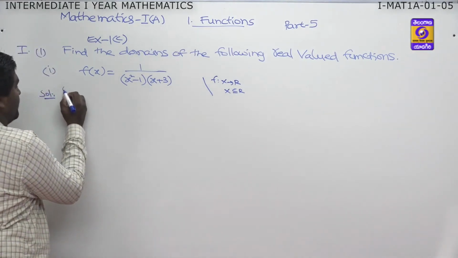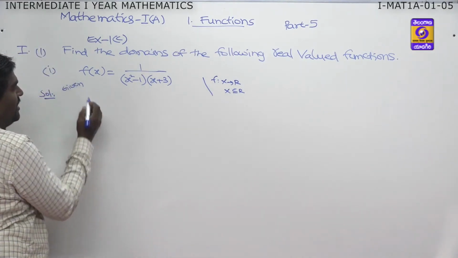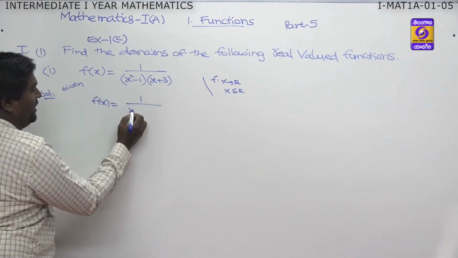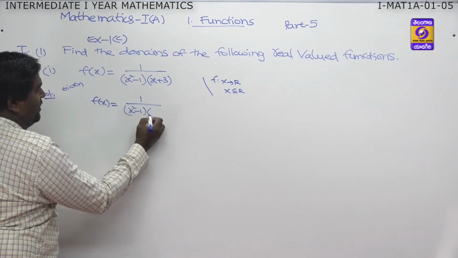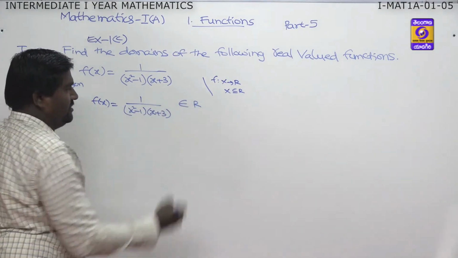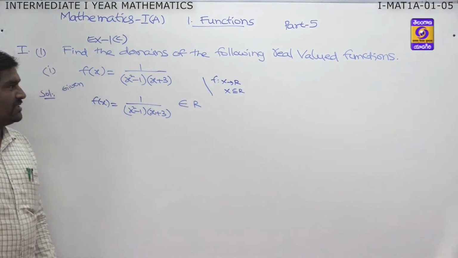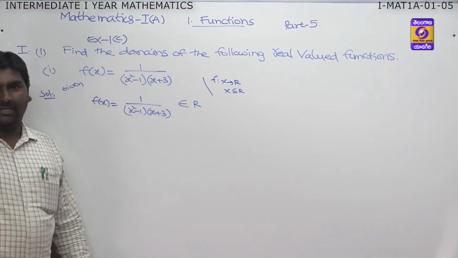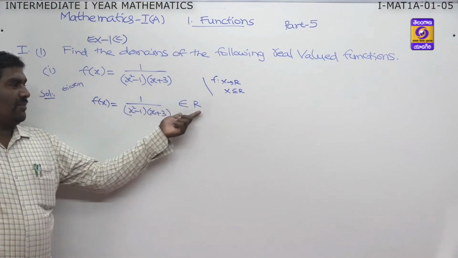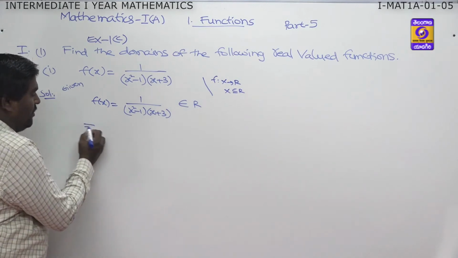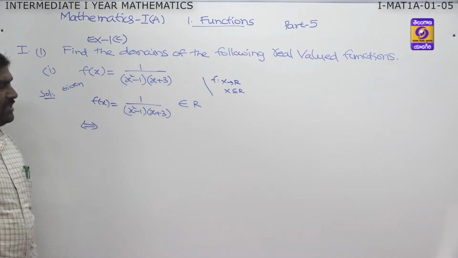Given: f of x is equals to 1 by x square minus 1 into x plus 3. Clearly it belongs to R by the definition of a real valued function. వాస్తవ మూల్య ప్రమేయం యొక్క నిర్వచనం నుండి f of x అనేది తప్పనిసరిగా వాస్తవ సంఖ్యా సమితి R కు చెందుతుంది. Now here we have to find the domain.